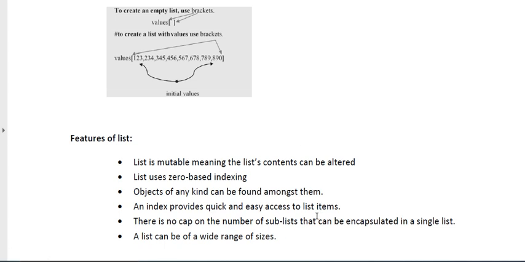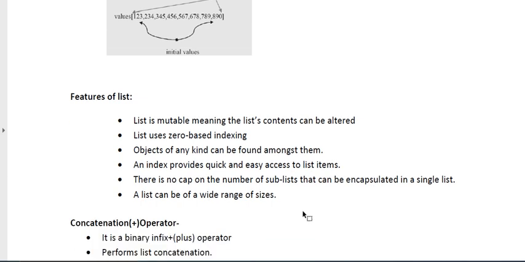Indexing will provide quick and easy access to the list. There is no cap on the number of sublists that can be encapsulated inside a single list. You can have lists within a list, and there is no limit on how many lists you can have. So lists can be of a wide range of sizes.